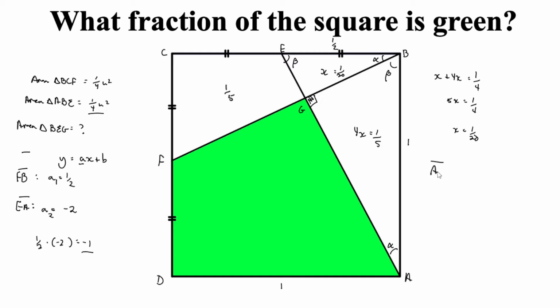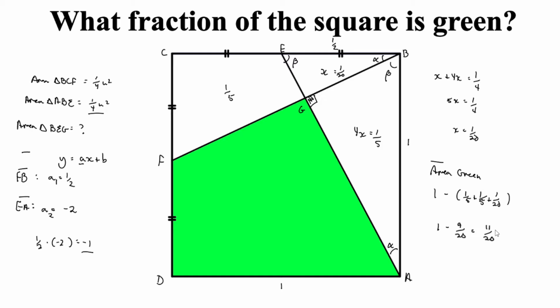So the area of the green part would be 1 squared minus 1/5 plus 1/5 plus 1/20. And all of this would give us 9/20. And we get 11/20. And that is the fraction of the square that is green.